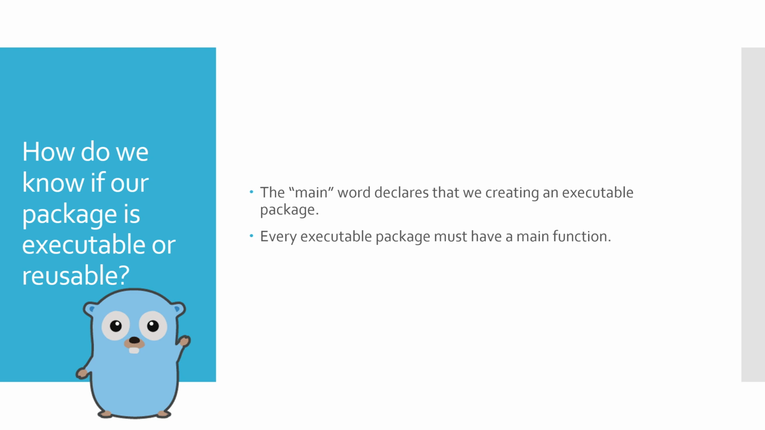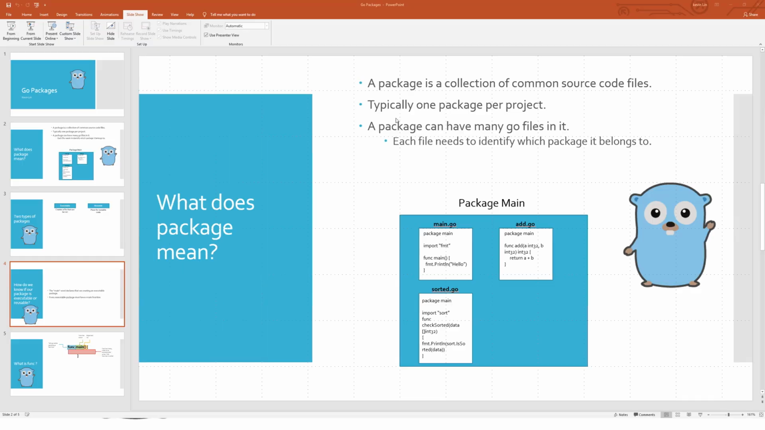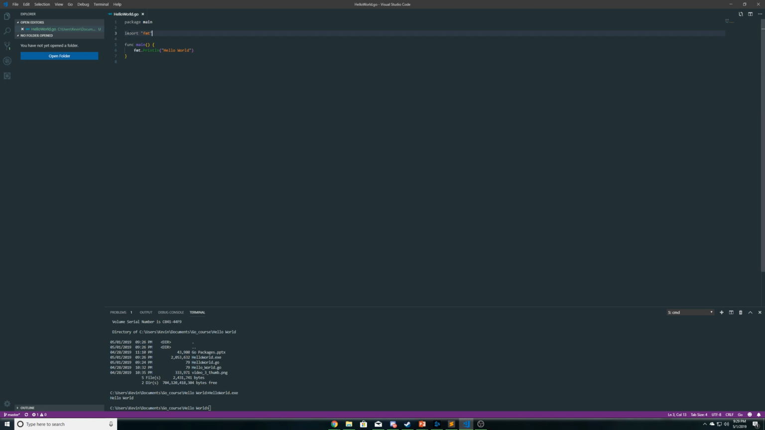This is important because the main function is the entry point, the starting point of your application. So we identified our package here as package main, meaning it's an executable package, and we satisfied that condition, that our package main has a main function right here. So when we build our executable and run it, it starts at main. The main function is the first thing that is called once we run our executable. This is why you have to have a main function, so your application knows where to start.